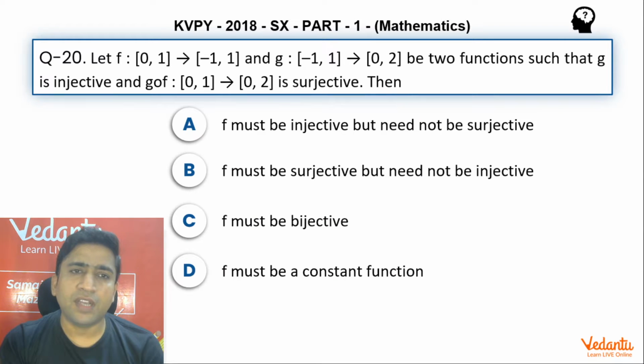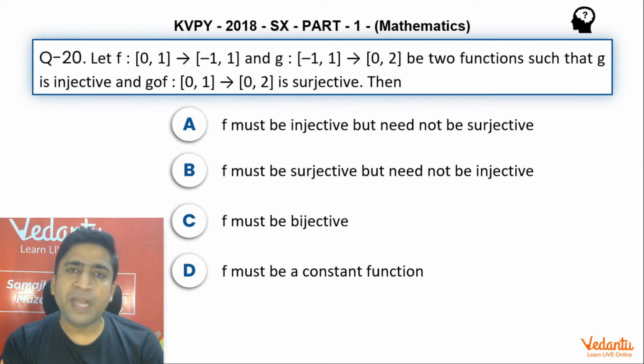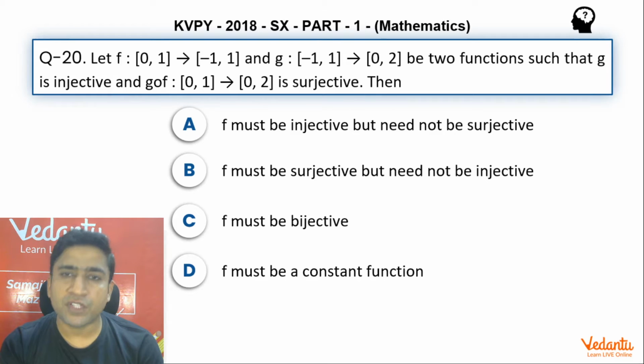So guys, as you can see on the screen, this question says: let f from [0,1] to [-1,1], both ends closed, and g from [-1,1] to [0,2], closed, be two functions such that g is injective and g∘f from [0,1] to [0,2] is surjective. Then f must be: A, injective but need not be surjective. Option B, f must be surjective but need not be injective. C, f must be bijective. D, f must be a constant function.